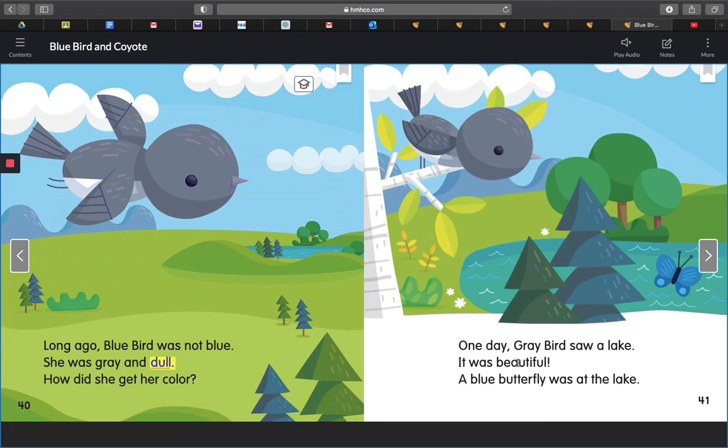One day, Graybird saw a lake. It was beautiful. A blue butterfly was at the lake. So the story says that Graybird saw a beautiful lake and a blue butterfly. And our picture, or our illustration, shows that the gray bird is perched on a branch over the lake.